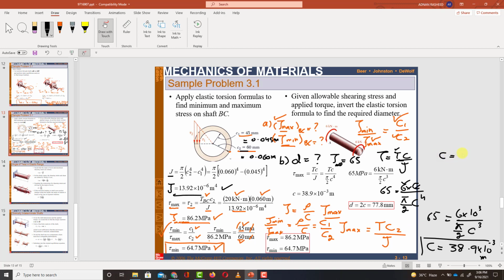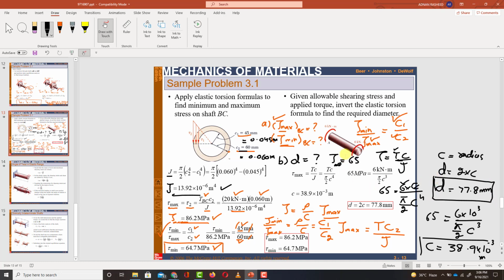So now you have C, which means radius. Clear? C means radius. So D will be equal to 2 times C. So you will multiply 2 with 38.9 and D will come out to be 77.8 millimeter. So this is the diameter of the shaft AB and BC for which the shearing stress is 65 megapascal. Clear? And this is 65 megapascal, so you will also have to give 65 into 10 raised to power 3. Clear?